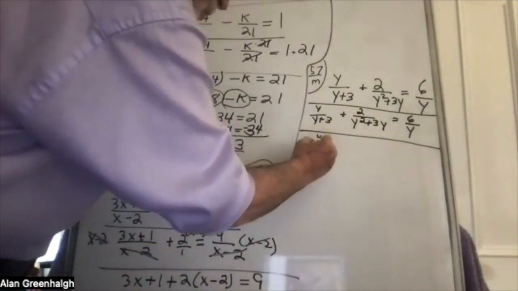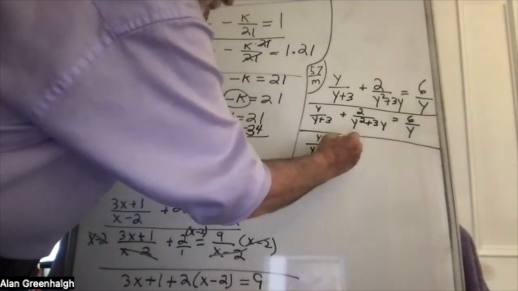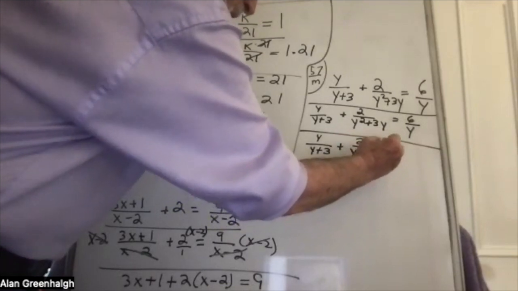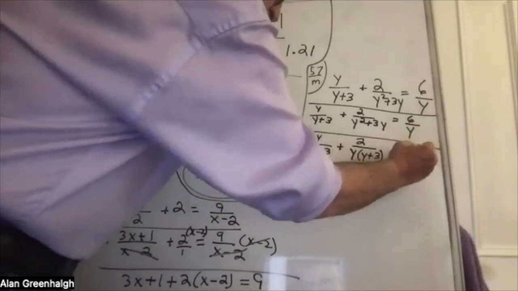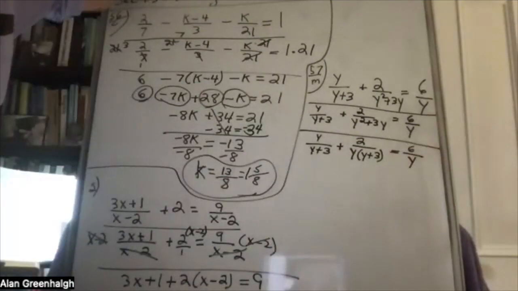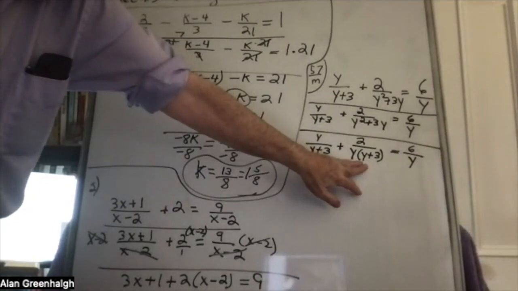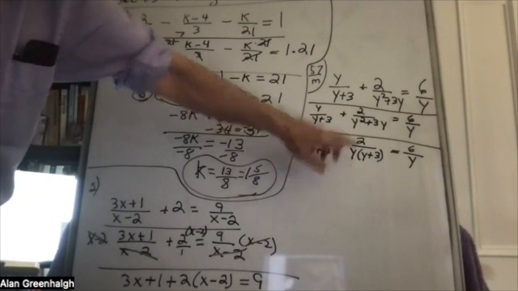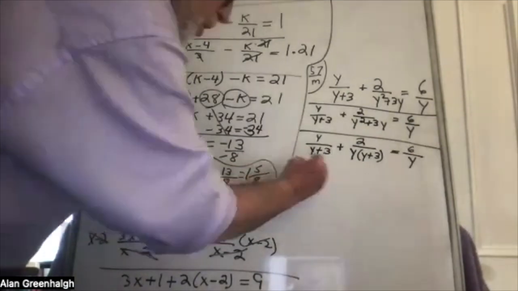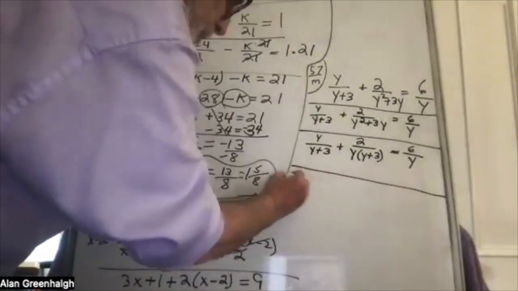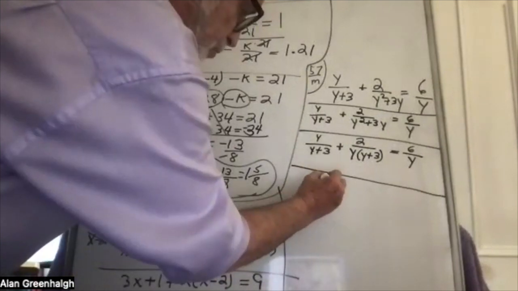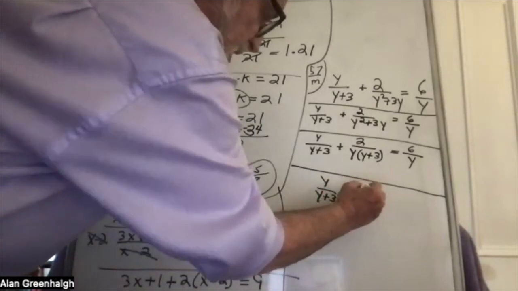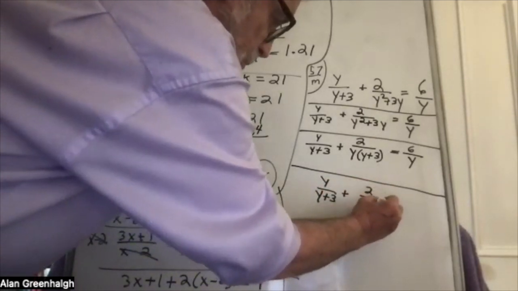So I have y over y plus 3 plus 2 over y times y plus 3 equals 6 over y. Okay, so this is the very important step here. Going from here to here is the key step. Now I'm looking for the least common multiple. I'm rewriting the problem. Keep rewriting the problem because it's always a good idea to retain stuff and also to give yourself more room.